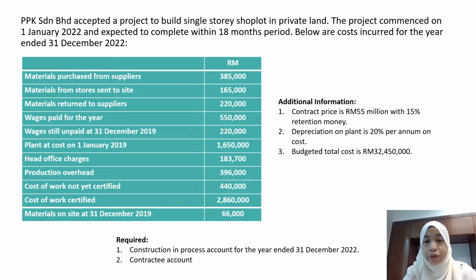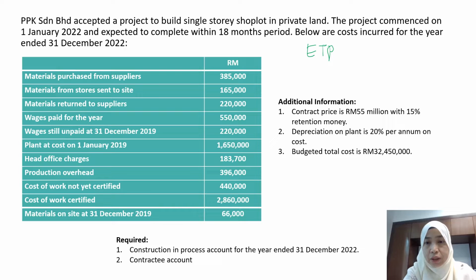Number one, contract price is 55 million with a 15% retention money. Retention money we will record into the accounts receivable account. Number two, regarding depreciation on plant, which is 20% per annum on cost. Number three, regarding budgeted total cost, which is 32,450,000. So from this additional information, we can calculate the estimated total profit.